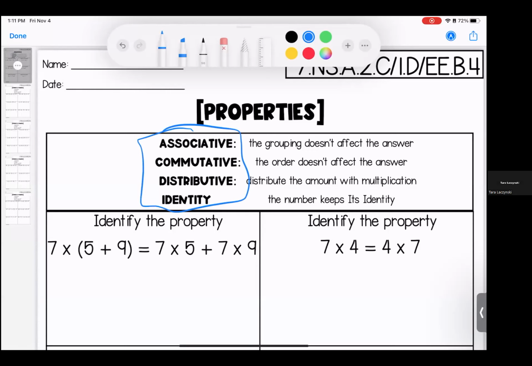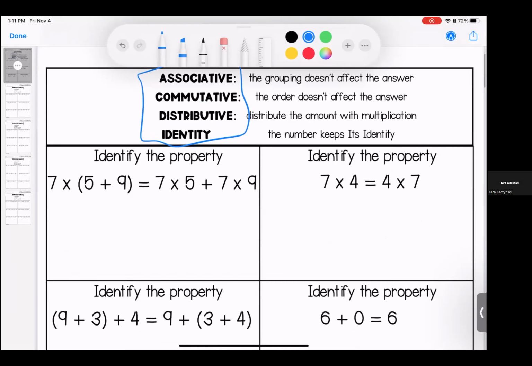So associative, we talk about it as our associates. We can change the grouping and it doesn't affect the answer. Commutative, think of commuters. The order doesn't matter. We can change the order. We can commute the numbers around. Distributive, you can distribute the amount specifically with multiplication. And then identity is the number keeps its identity. Think of it as a mirror.